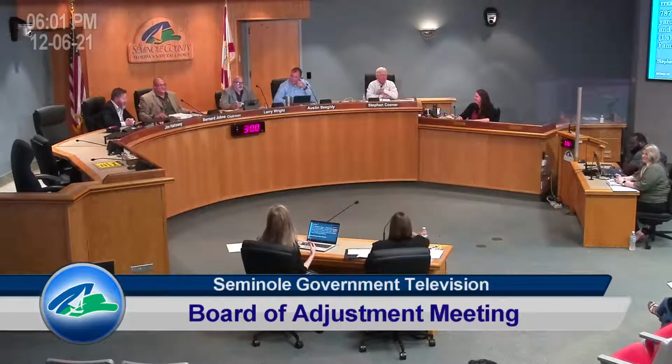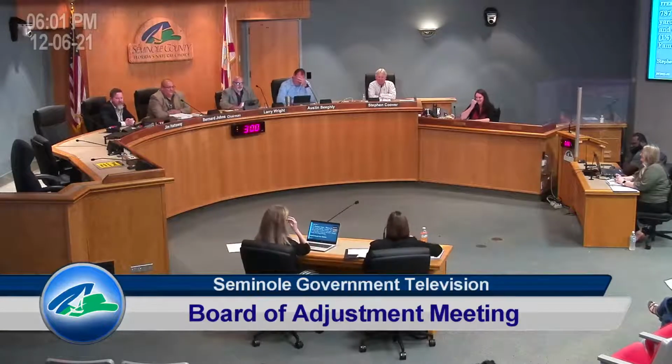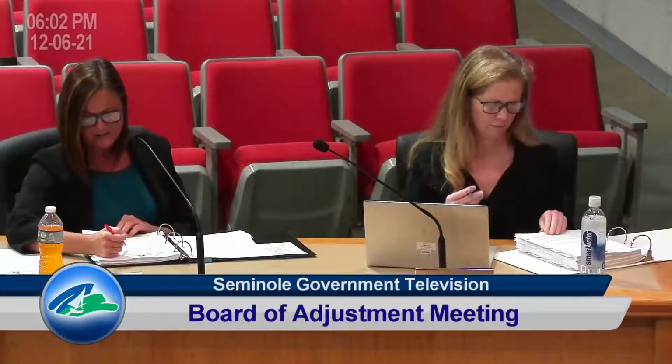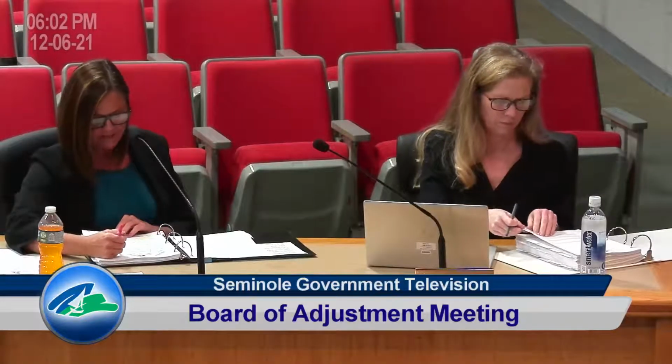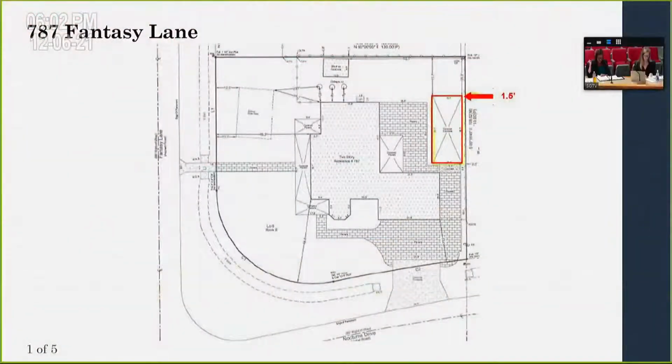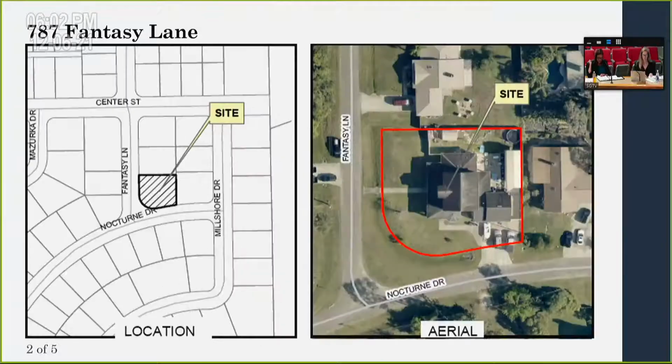Good evening, Angie. With Planning and Development, item number 1 is a request for a side yard east setback variance from 7.5 feet to 1.5 feet for a carport in the R1A Single Family Dwelling District located at 787 Fantasy Lane in the Mill Shores subdivision. The detached carport is 541.17 square feet and encroaches 6 feet into the required side yard east setback.